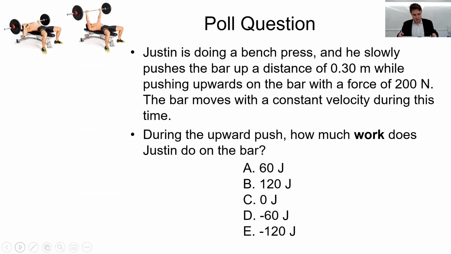So let's actually try to do a couple of poll questions here. I haven't done a lot of these yet today. Justin is doing a bench press and he slowly pushes the bar up a distance of 0.3 meters while pushing up on the bar with a force of 200 newtons. The bar moves with a constant velocity during this time. So during this upward push, how much work does Justin do on the bar? Is it A plus 60, B plus 120, C 0, D negative 60, or E negative 120?